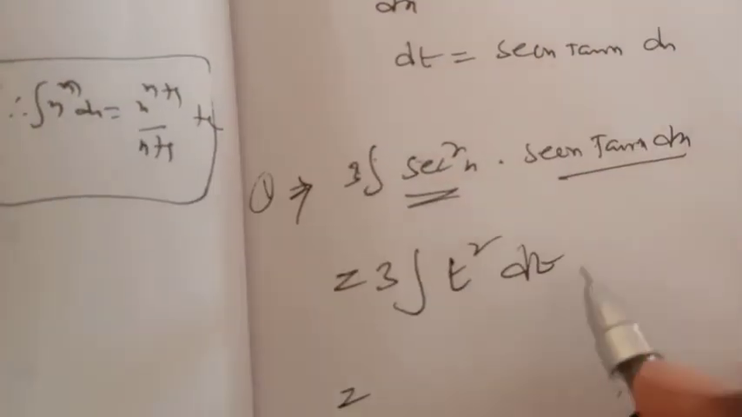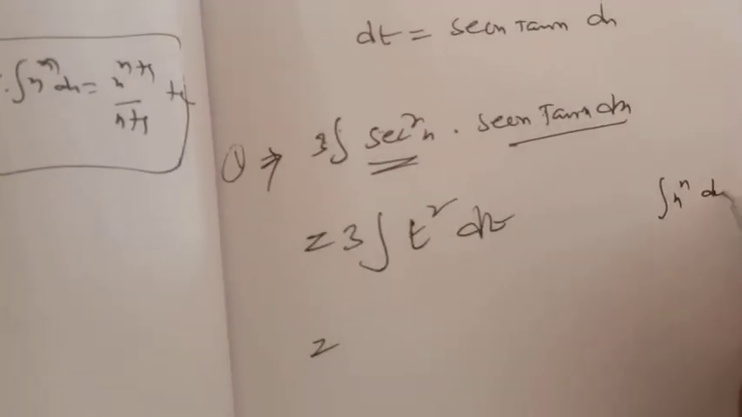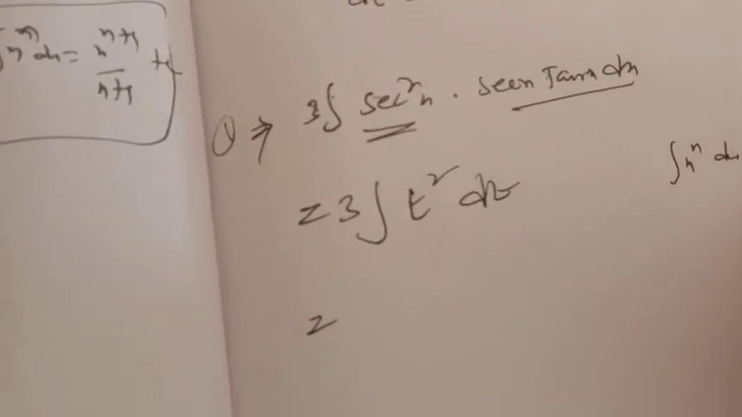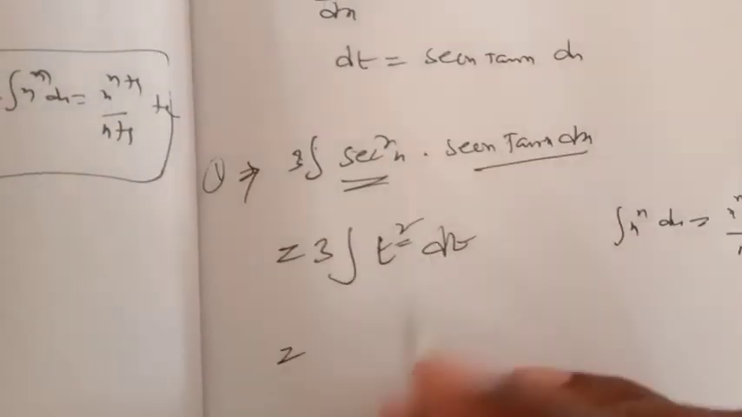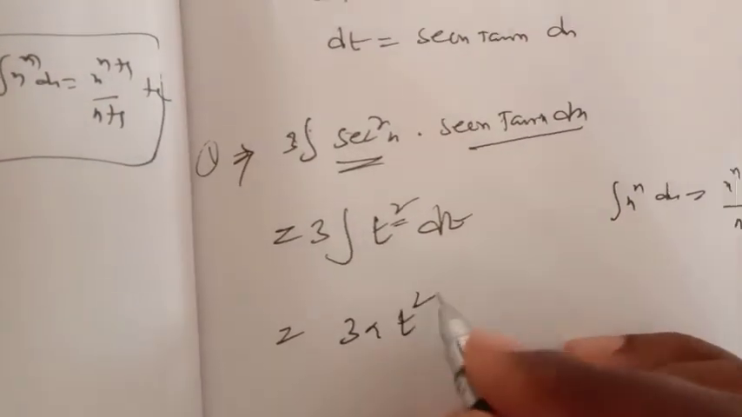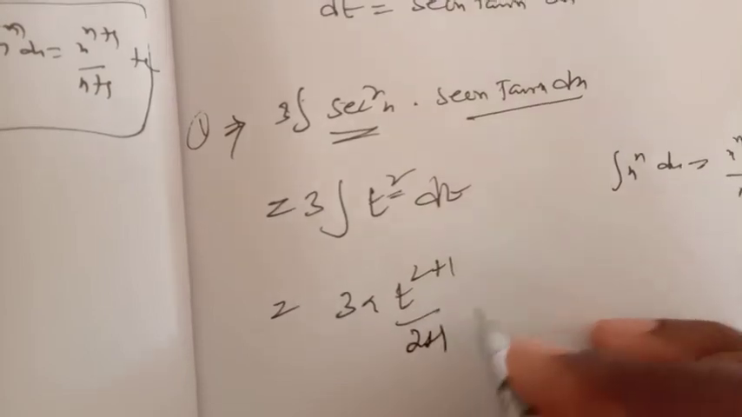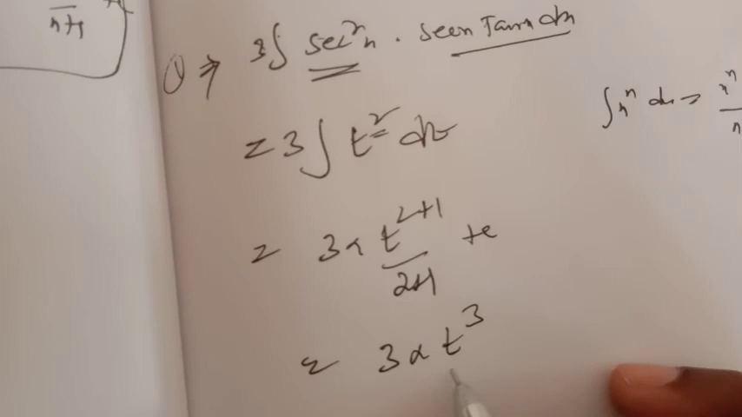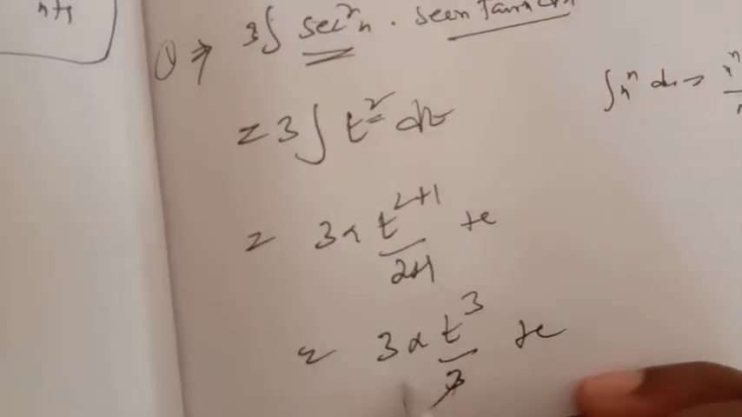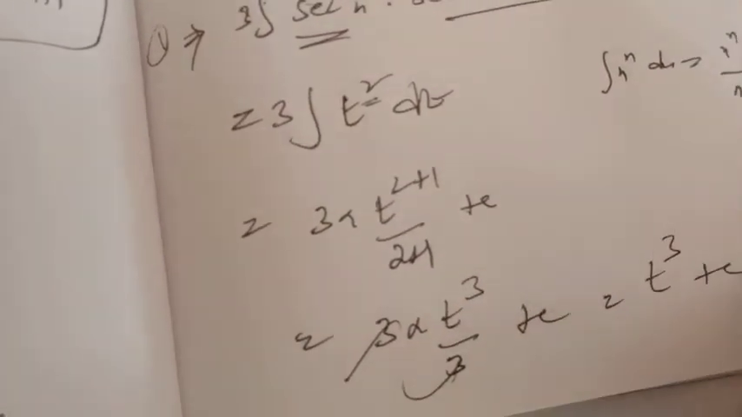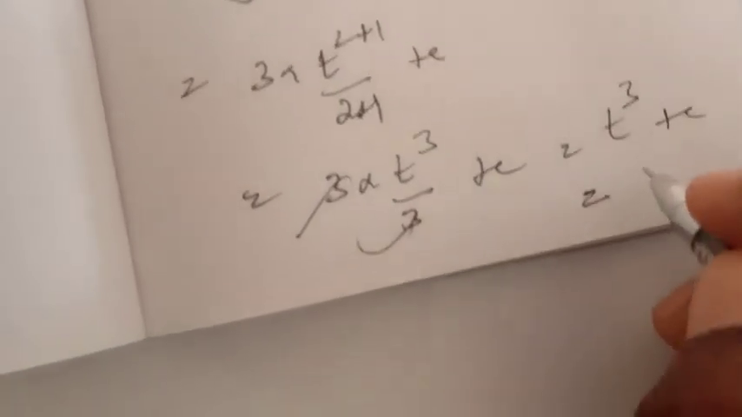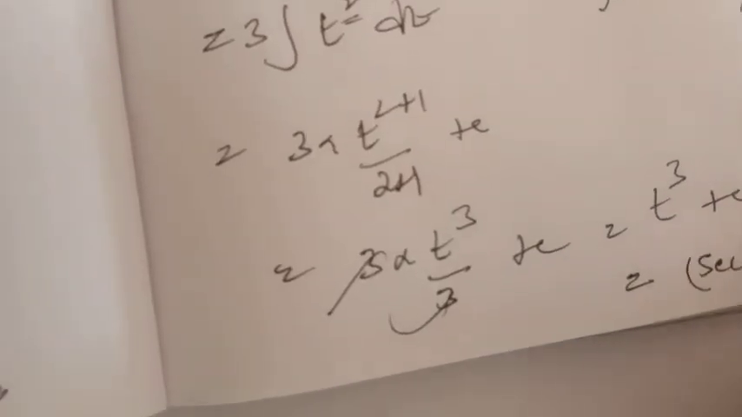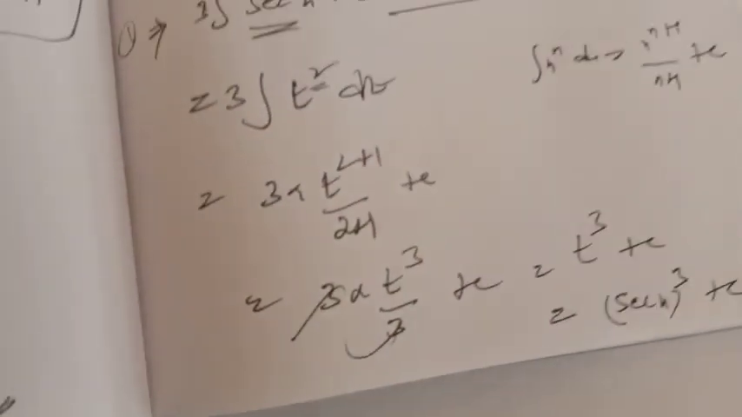Here we have integral of x to the power of n dx equal to x to the power of n plus 1 by n plus 1 plus c. Here n equal to 2, that 3 into t power 2 plus 1 by 2 plus 1 plus c, that equal to 3 into t cube by 3, 3 and 3 get cancelled, that equal to t cube plus c. Here substitute the t value, we get sec x whole cube plus c is the answer of this problem. We can solve remaining problems.